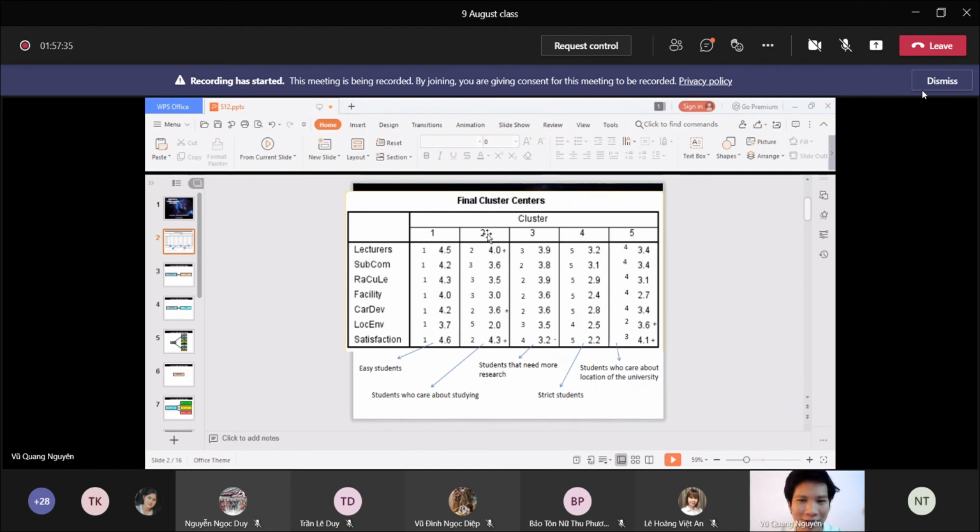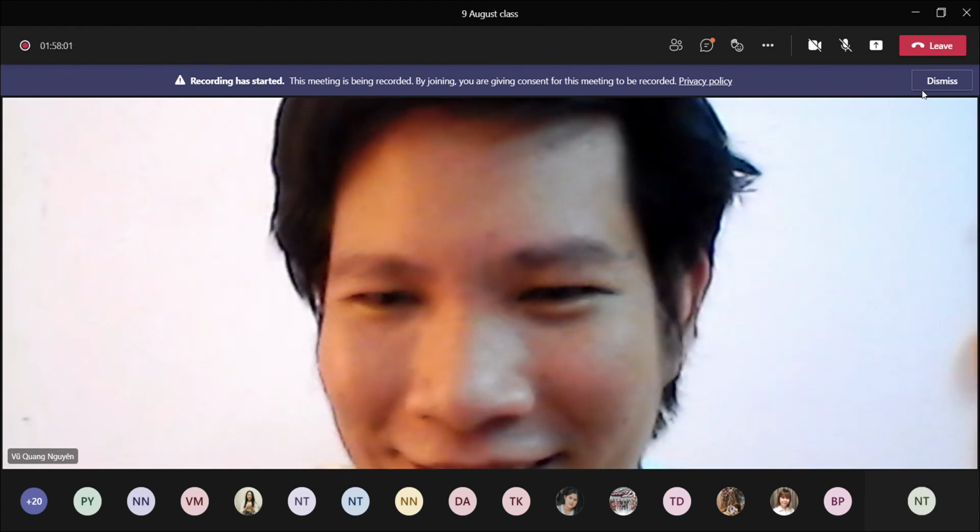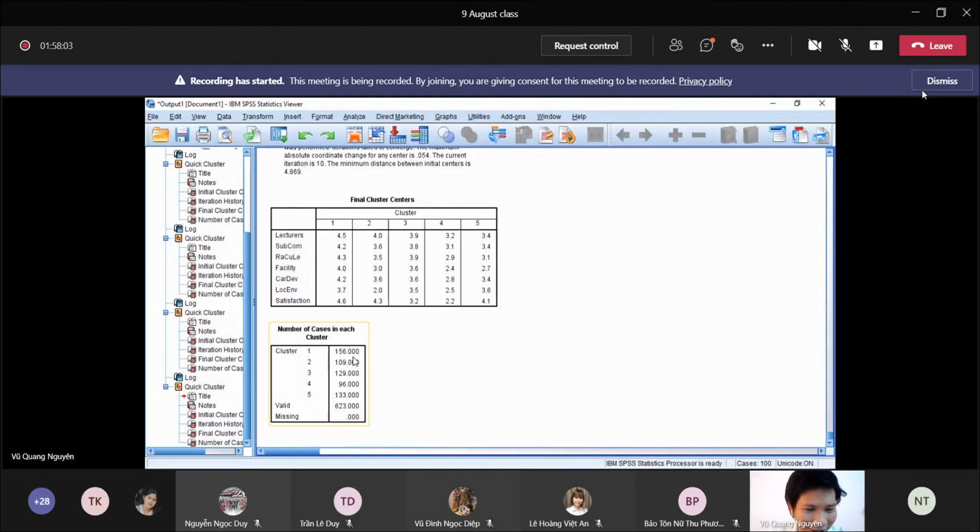Because maybe, for example, in cluster 2 here, you see students who care about studying. Well, actually that is very good, because students should be studying, right? But what if the percentage of that segment is very low? It means that very few students care about studying. Instead, they care about other things. What if that happened?